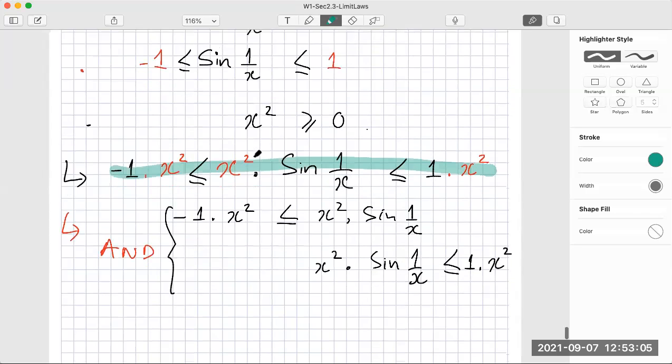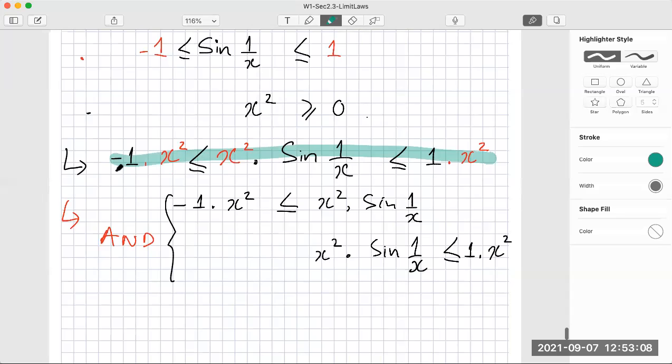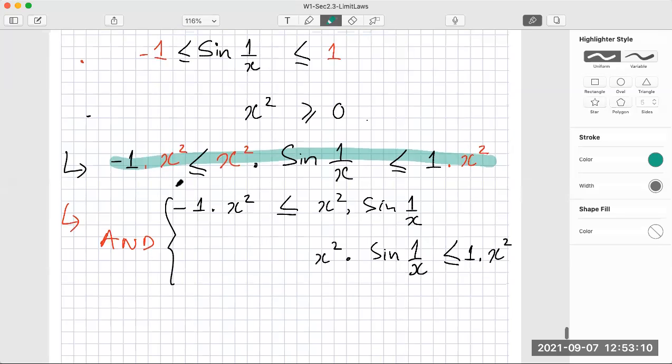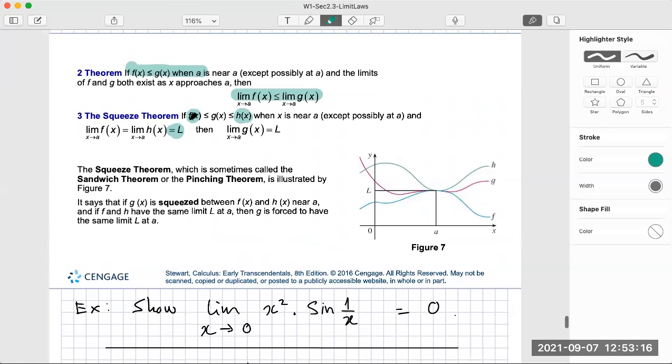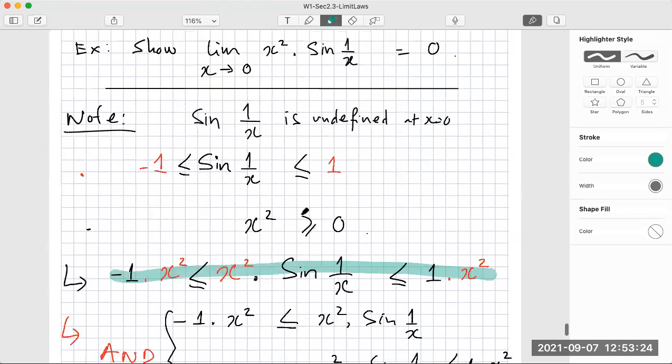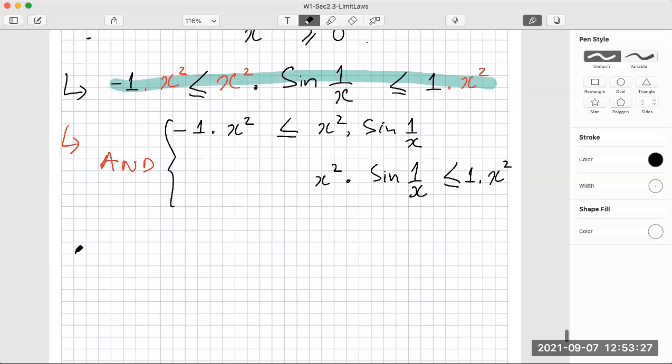Now, interesting. We see that the sandwich is right here. If we take the limit, imagine here, look at this here. Something smaller than something else, smaller than another one. And we take the limit of the two sides, right? So now consider the limit of the left when x approaches 0. The left side here is -1 times x squared, or we can write it as -x squared, right? What is it?